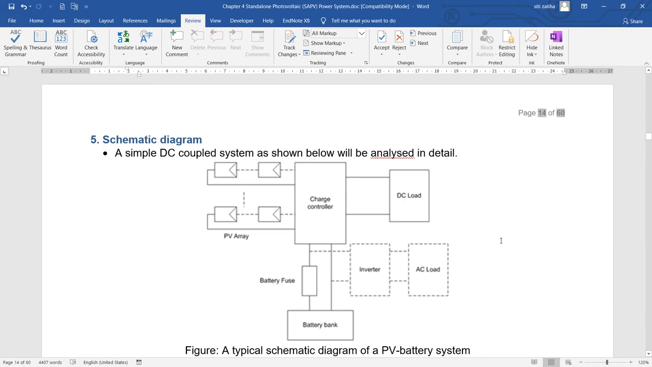Okay, number 5, the schematic diagram. This figure shows a typical schematic diagram of a PV battery system. This is the PV array, a combination of PV modules in series and also parallel connection of parallel strings. This PV array connects to the charge controller, which is a DC to DC converter. Usually we use MPPT or PWM charge controller. This charge controller will connect to the DC load and also to the battery.